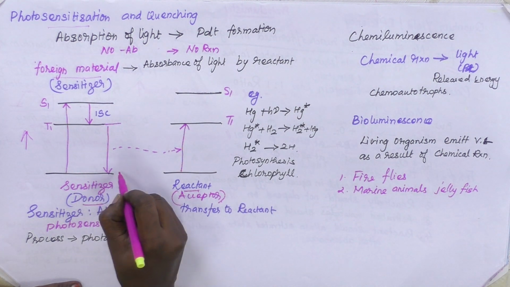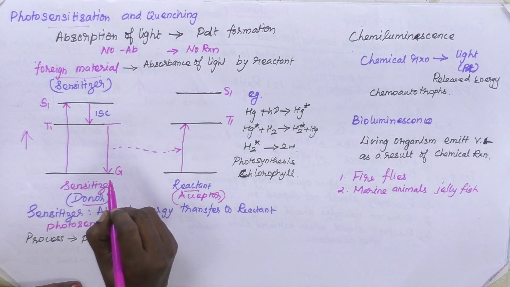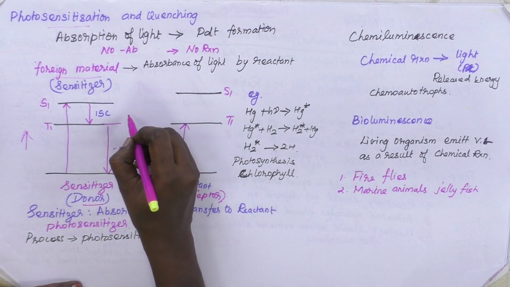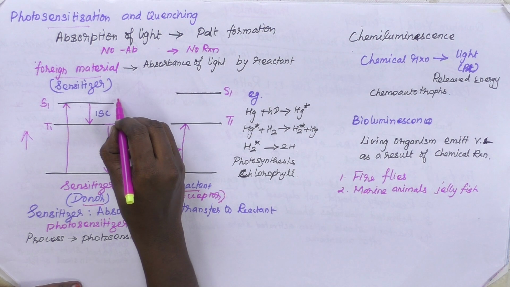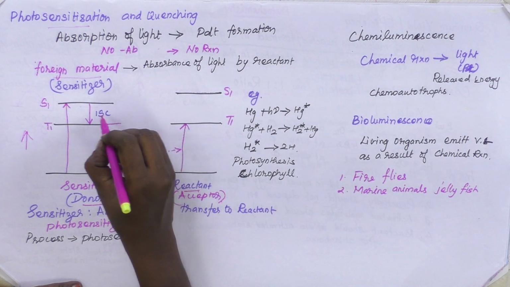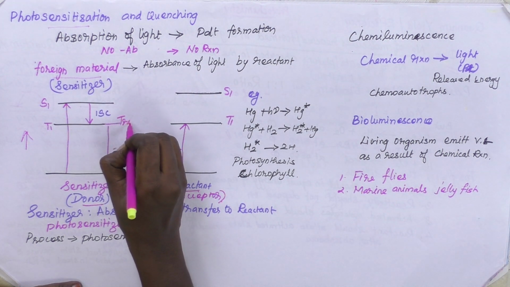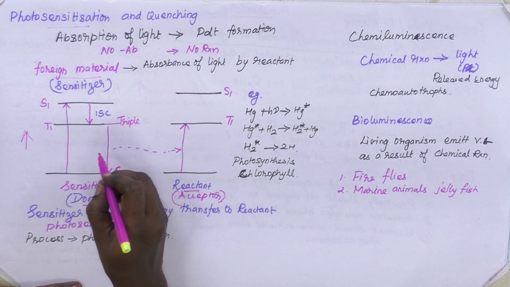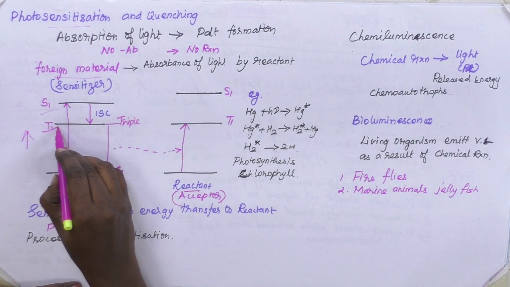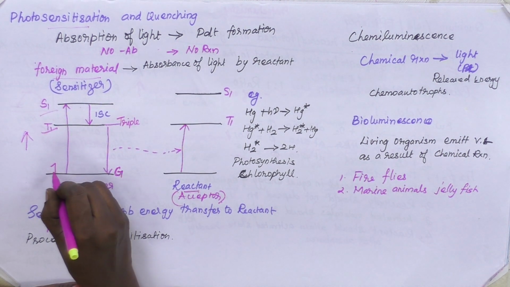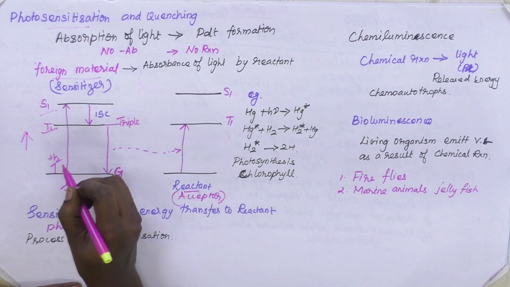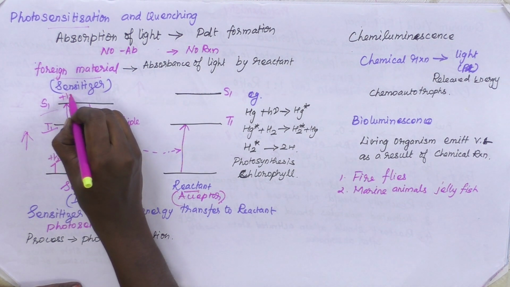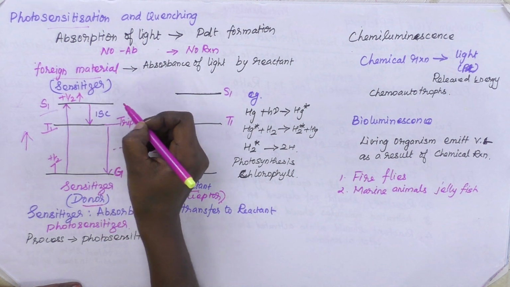So when you think about the ground state, this is the ground state of the sensitizer molecule. This is the singlet energy level of the sensitizer molecule. This is the triplet energy state of the sensitizer molecule. What is the meaning of singlet and triplet? If an electron which exists in the plus half spin is moved to the excited state with the same sign, then it is called singlet state.